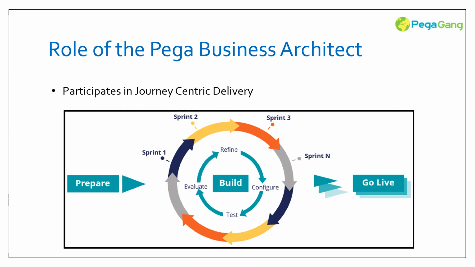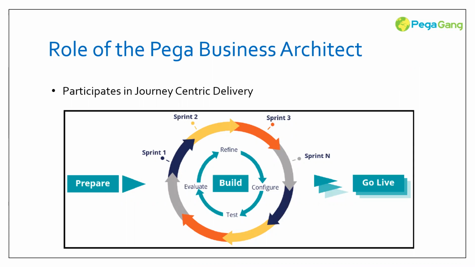So after the project starts, the team works on refining and preparing the user stories to establish the definition of done. The primary goal of journey-centric delivery is to focus mainly on the minimum lovable product in the first release. As you can see, there is a preparation phase, a build phase, and a go-live phase. Within the build phase, we have different sprints.